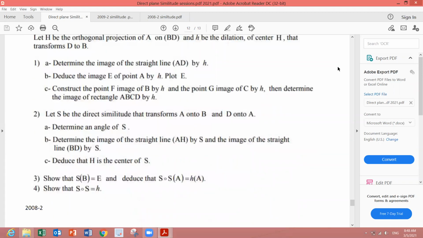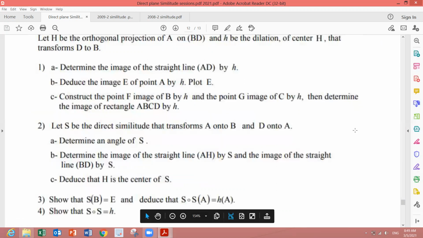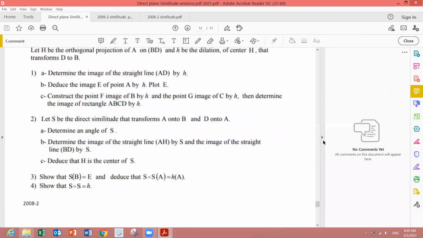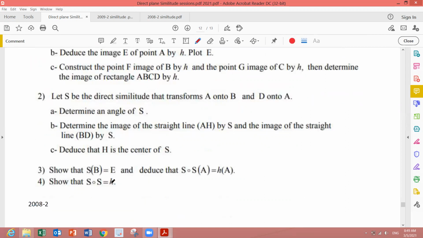Okay. Which part did we finish last time? So we have part 4, the last exercise. Part 4: show that S round S equal H. Why S round S equal H? What is the composite of S round S? Yes, Haikaz. What is the composite of S round S?